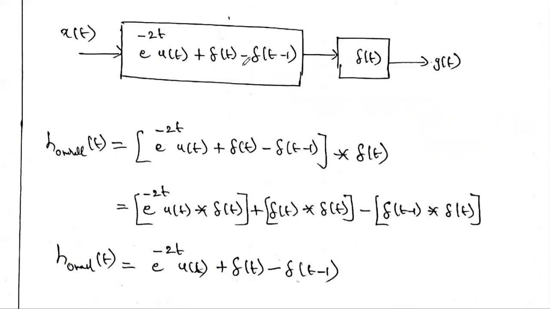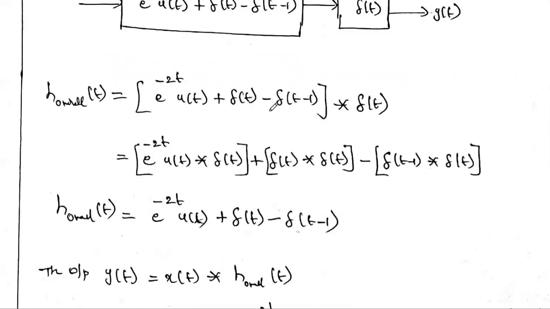Then these two systems are connected in series. According to the property of convolution, if two systems are connected in series, the overall impulse response is the convolution of the first impulse response and the second. So h overall(t) equals e power minus 2t u(t) plus delta(t) minus delta(t minus 1), convolution with delta(t). Here within the bracket there are three terms.